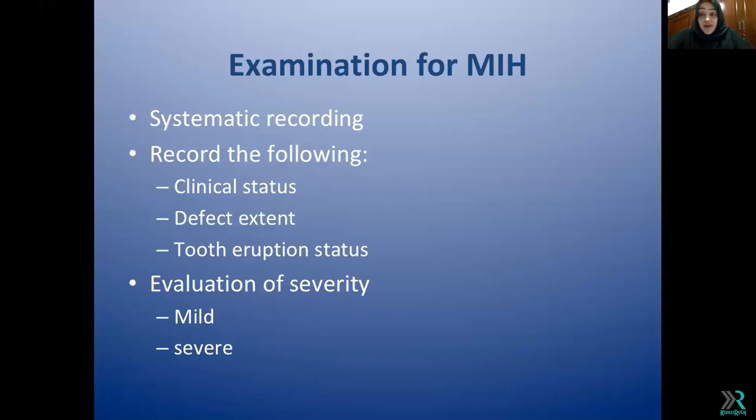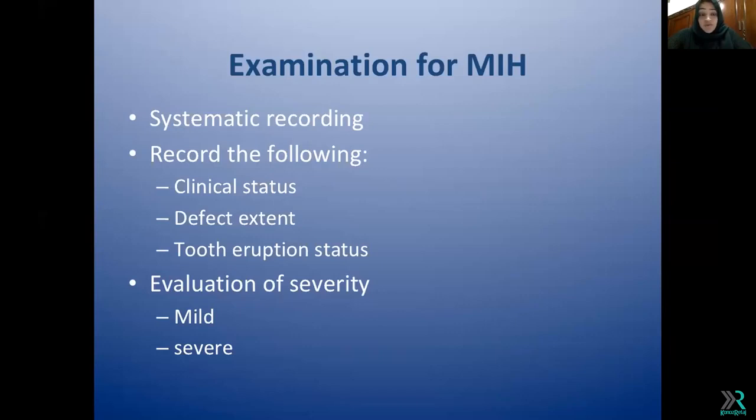We should be systematic in the recording. We start from the upper right side, going to the midline, then the upper left side, going to the lower left side, midline, lower right side, to avoid missing any of the teeth.